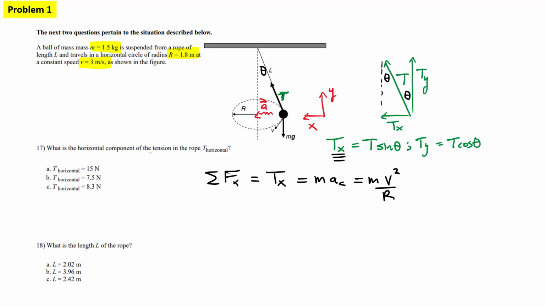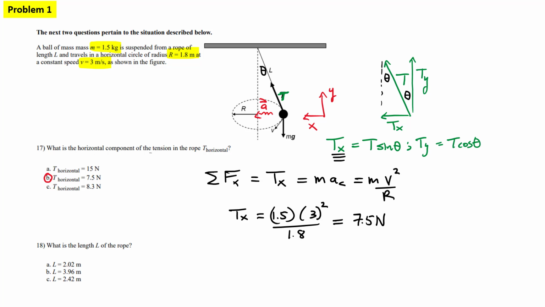I think we know everything in this problem, so all you have to do now is substitute our numbers. Our mass is 1.5. My speed was 3, I square it, and then I divide by the radius, which is 1.8. We put that in a calculator, and we should get a Tx value equal to 7.5 newtons. So that is choice B. B is the correct answer for this question.